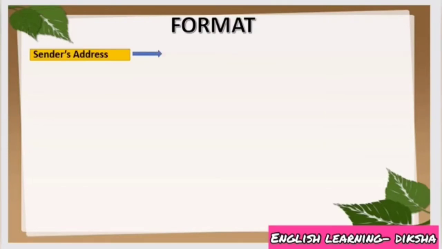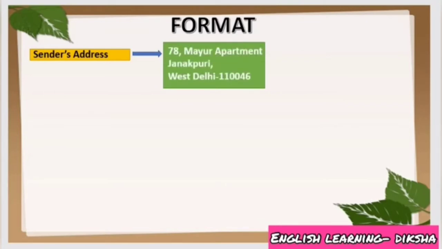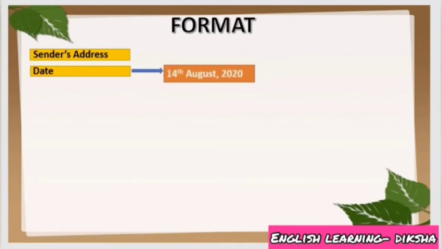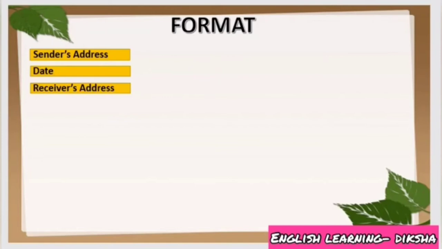So on the left side of the page, just next to the margin, write the sender's address and it should be in 2 to 3 lines like given in the box. Leave one line and then write the date like it should be written like 14th August 2020 and not like 14/08/2020. Next, after date, leave one line and write the address of the recipient as given in the box.